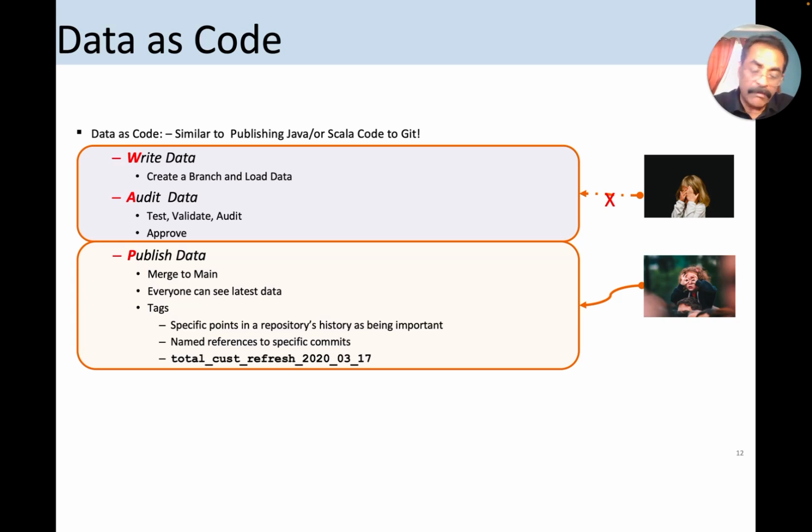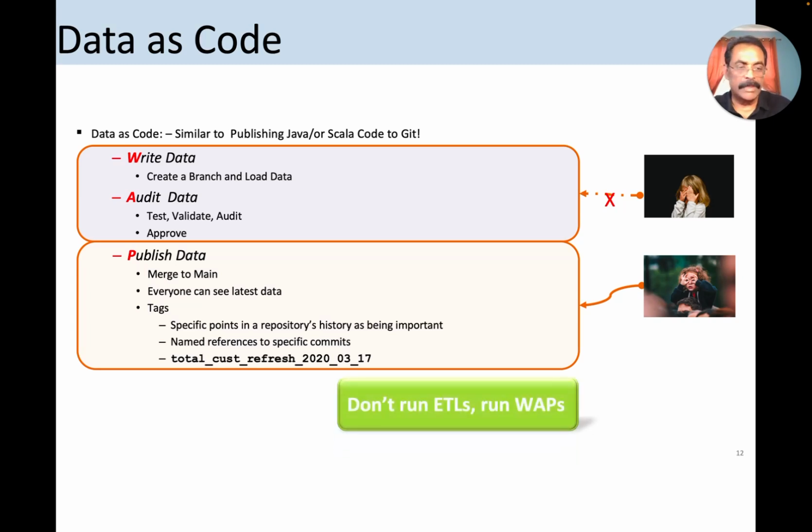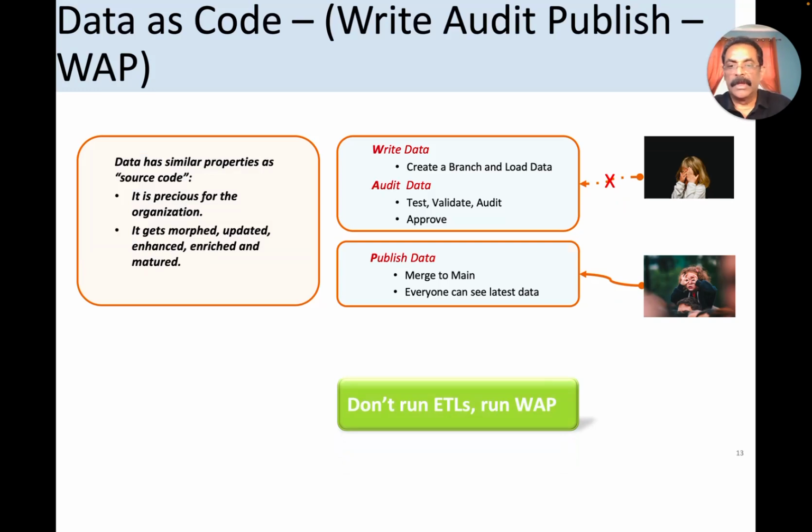But in the 1.11 release, before we publish the data, we can also compact the data files based on your requirements. You can implement your sort or sorting, whichever. That way we will have cleaner data files attached to the main table. So basically, don't run ETLs, run branches. While writing data and auditing data, nobody can see it, as we know. Then when we publish the data, everybody can see it.